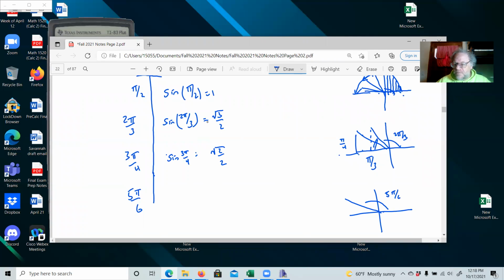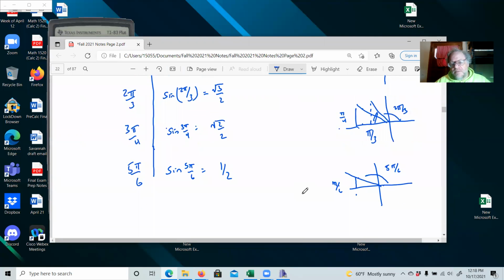5 pi over 6. What's my reference angle? How much more do we have to go to get to the horizontal? We have 5 pi over 6. How much more do we need to go? It's 1 pi over 6. So this is sine of 5 pi over 6, which is the same as sine of 1 pi over 6, which was half. And remember, we are measuring the vertical distance.